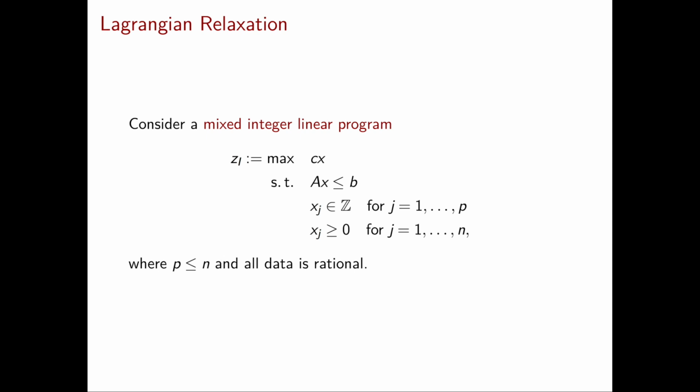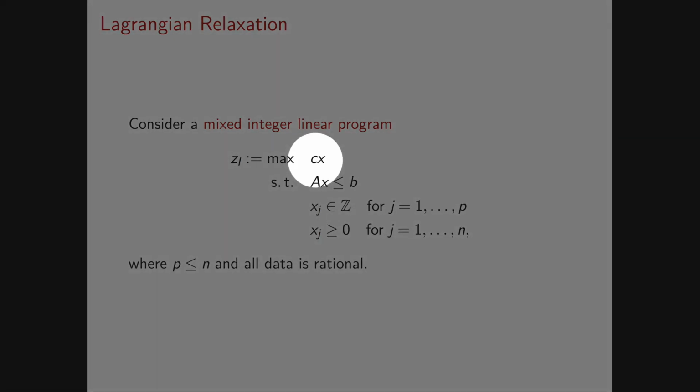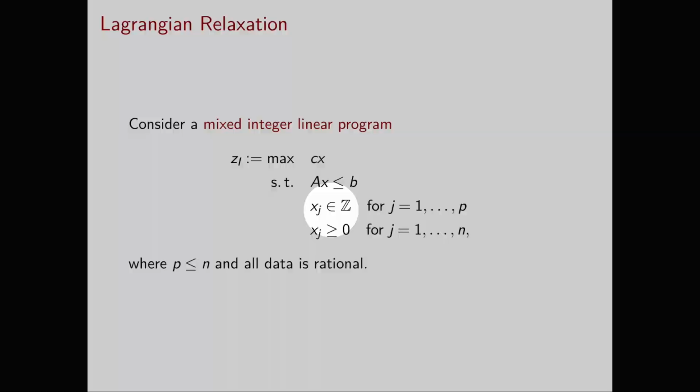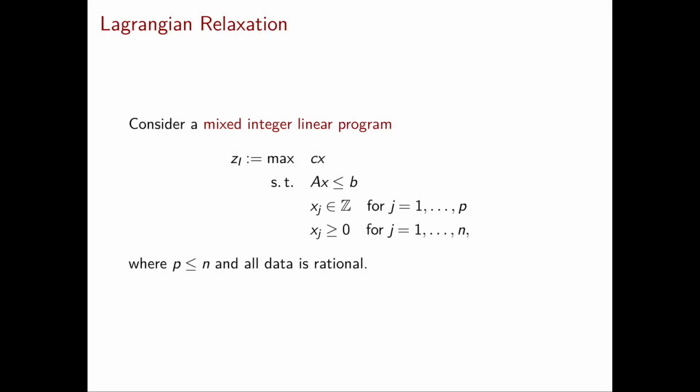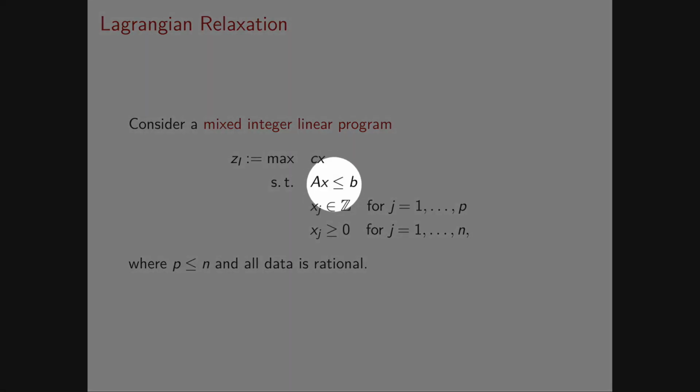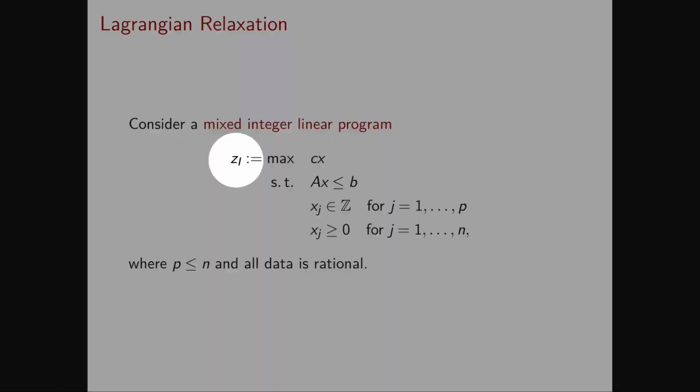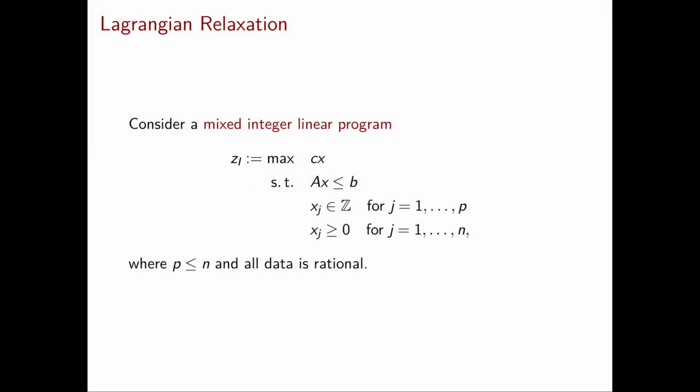Let's fix the notation for our mixed integer linear programming problem. In this problem, we have n variables, they're all non-negative, and only the first p of them are required to be integer. Then we have a polyhedral region, Ax less than or equal to b, and we are maximizing an objective function cx, and we denote by z_I the optimal value of this integer program. Furthermore, we always assume, as always, that all the data is rational.